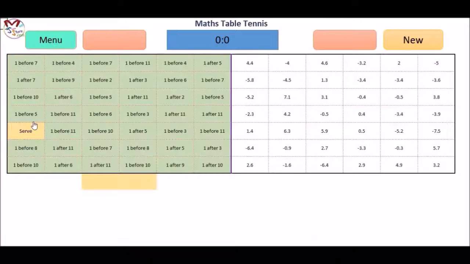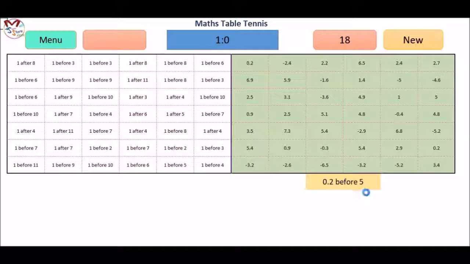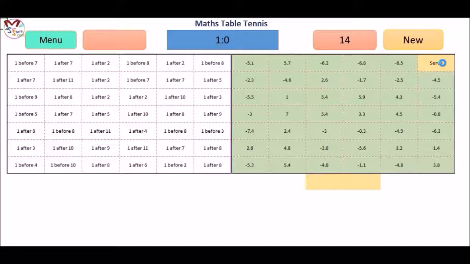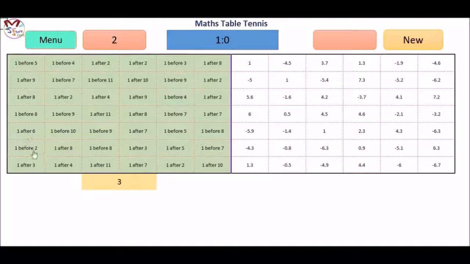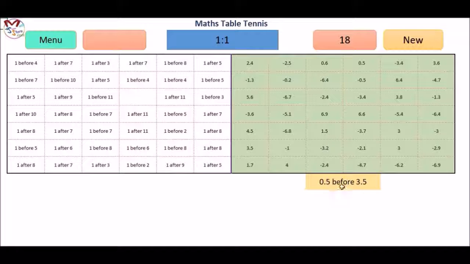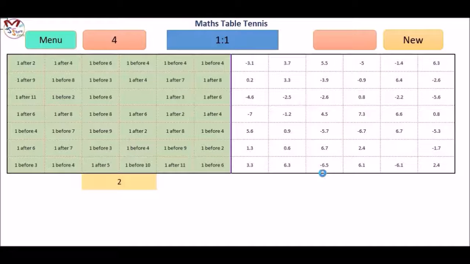So if we play this game now, player 1 will serve 0.2 before 5. 0.2 before 5 is 4.8, where 4.8 is here, and we've got 5, so we've got 1 before, 1 after 5, but we ran out of time. I forgot we set that. So it's 1 before 2, 1 after 3, 1 after 4. So you can see, even though this is easy, with the time limit it's kind of hard. So 0.5 before 0.3 should be 3, and we can go back and forth.